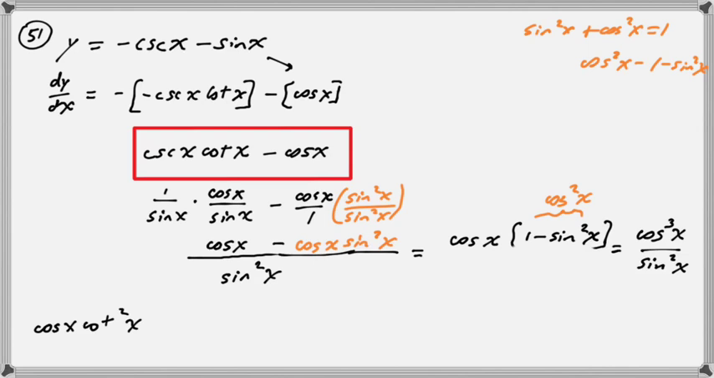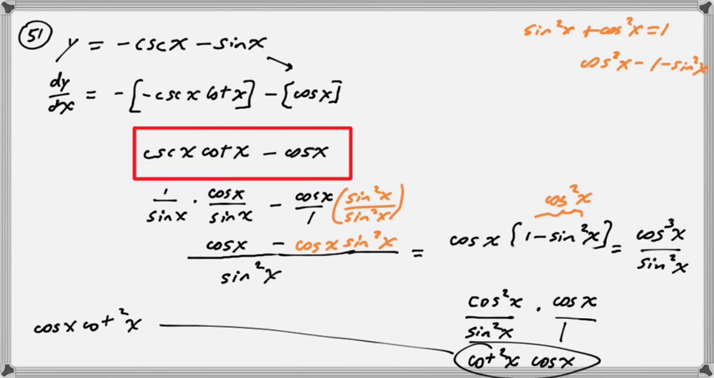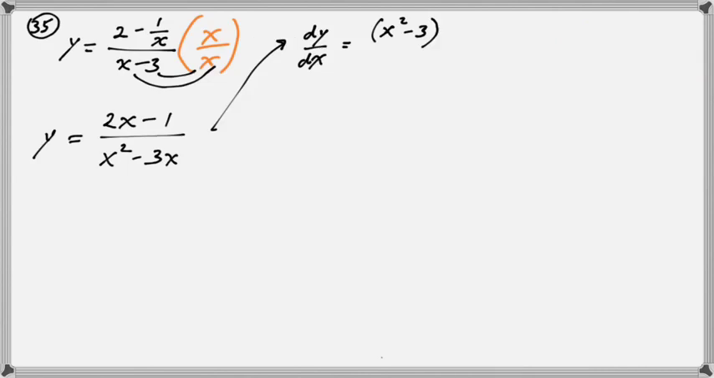So to match your answer, they're going to break this up into cosine squared times cosine. Those make cosine to the third. This would be sine squared and 1. So this is cotangent squared times cosine, which you'll notice is the answer that they ended up with. Again, it's good to practice manipulating them.